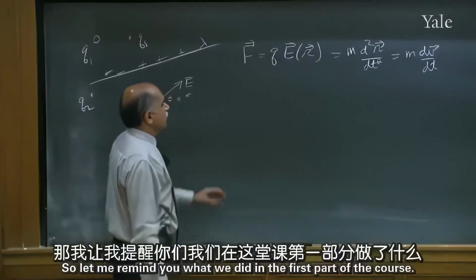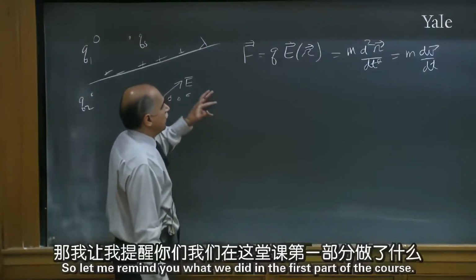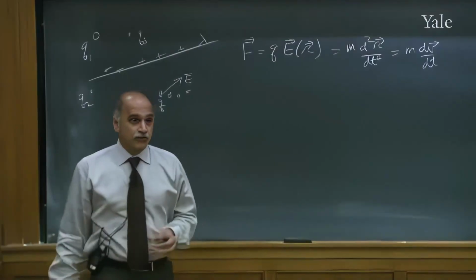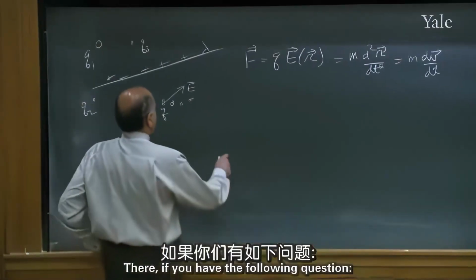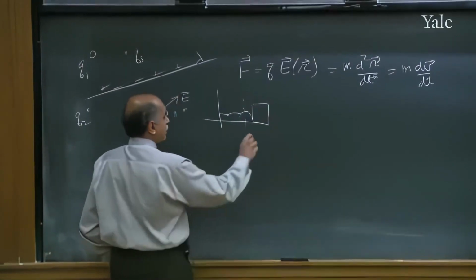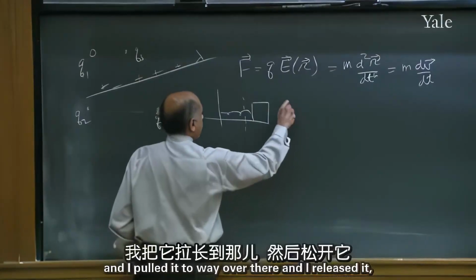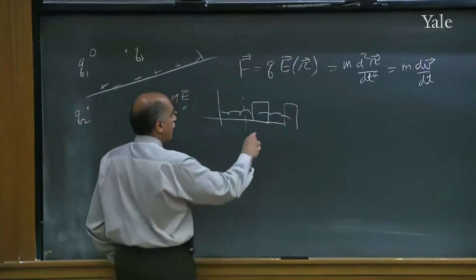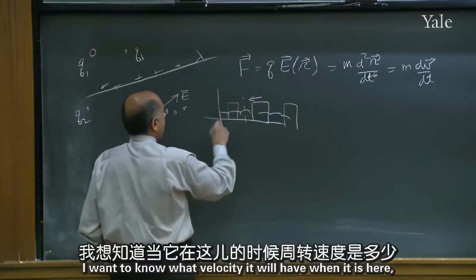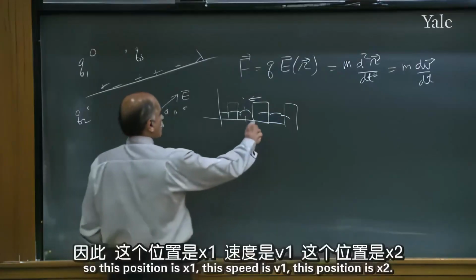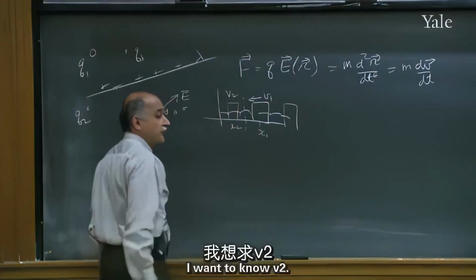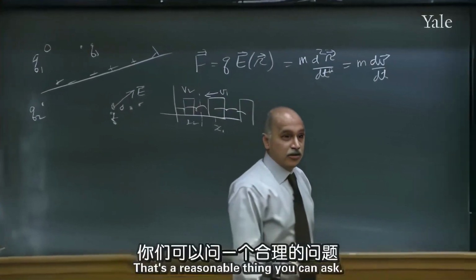So let me remind you what we did in the first part of the course. There, if you had the following question. Here is a spring, and here's a mass. The spring likes to have that length, and I pulled it to way over there, and I released it. And right now it happens to be here, going at some speed. And I want to know what velocity it will have when it is here. So this position is x1, this speed is v1, this position is x2. I want to know v2. That's the reasonable thing you can ask.